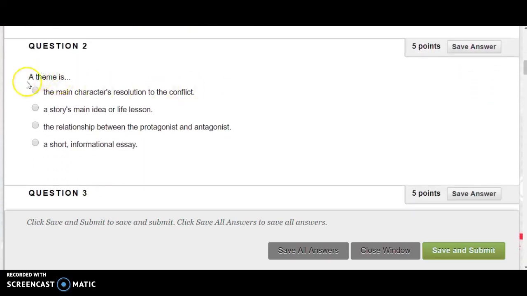Question 2. A theme is the main character's resolution to the conflict, a story's main idea or life lesson, the relationship between the protagonist and antagonist, a short informational essay. Please pause the video and select the answer on your own screen, and then press play again when you are ready to resume the video and the quiz.